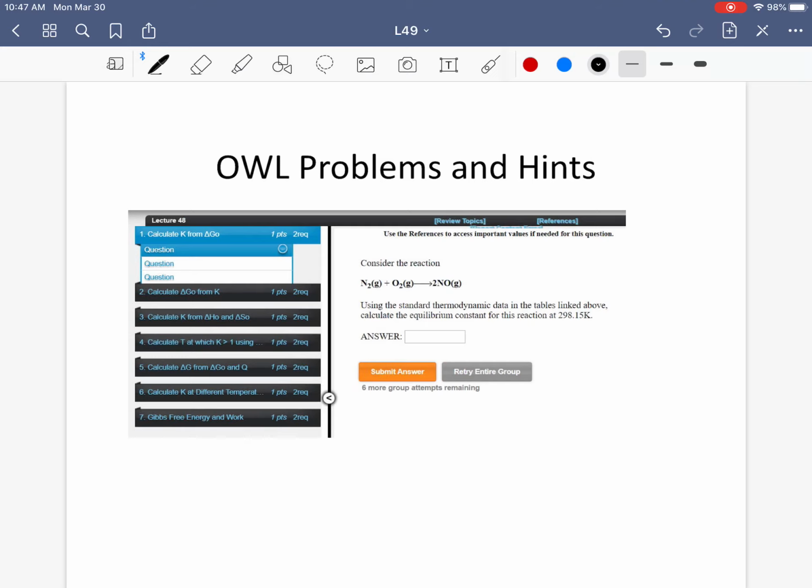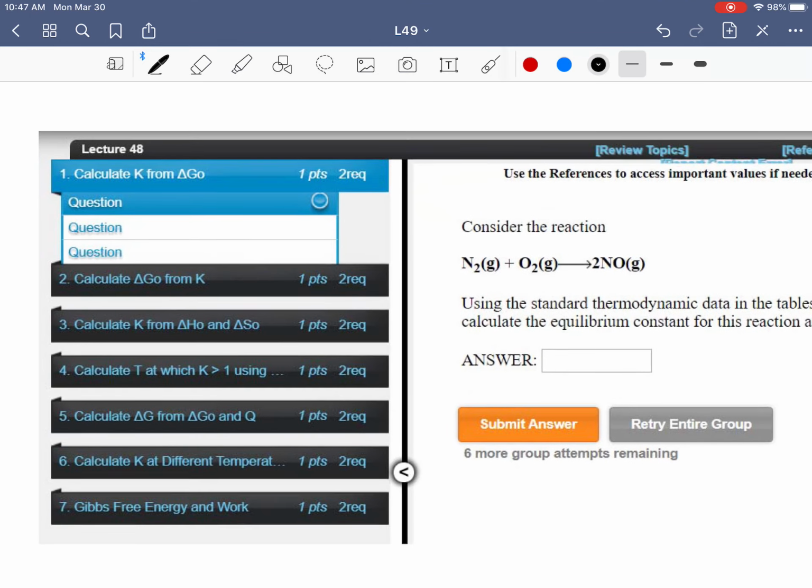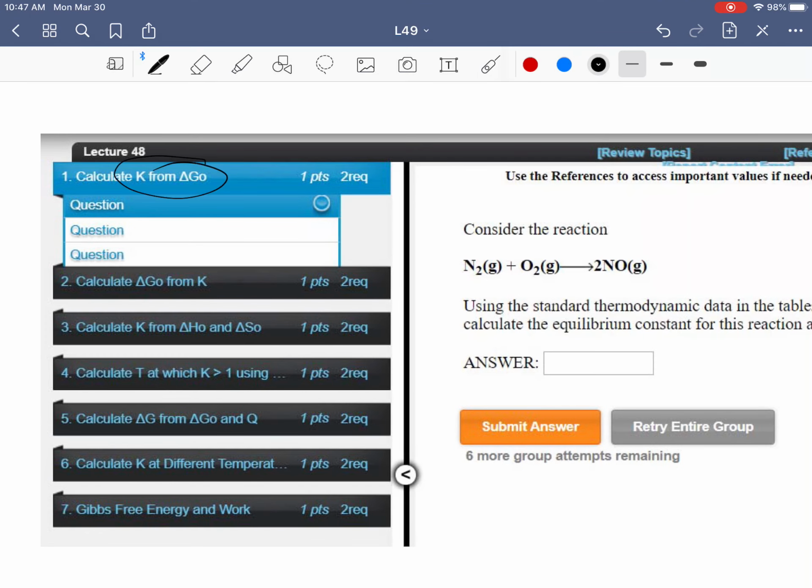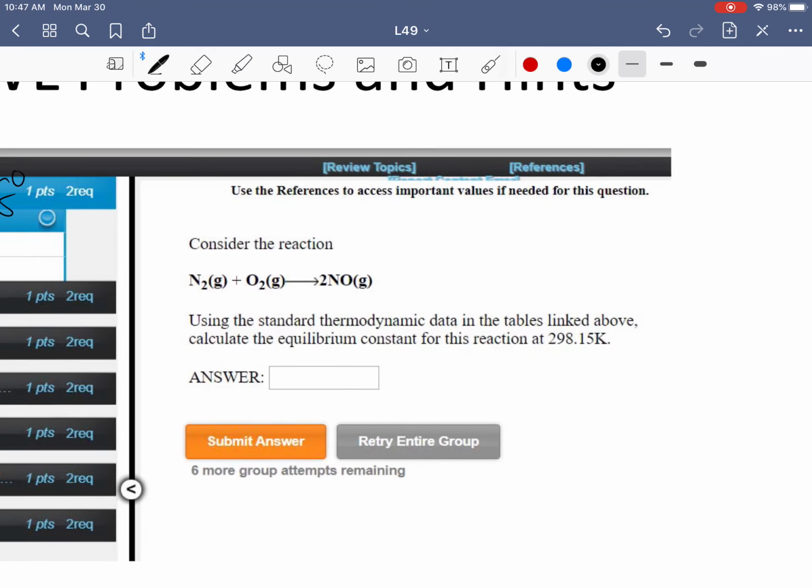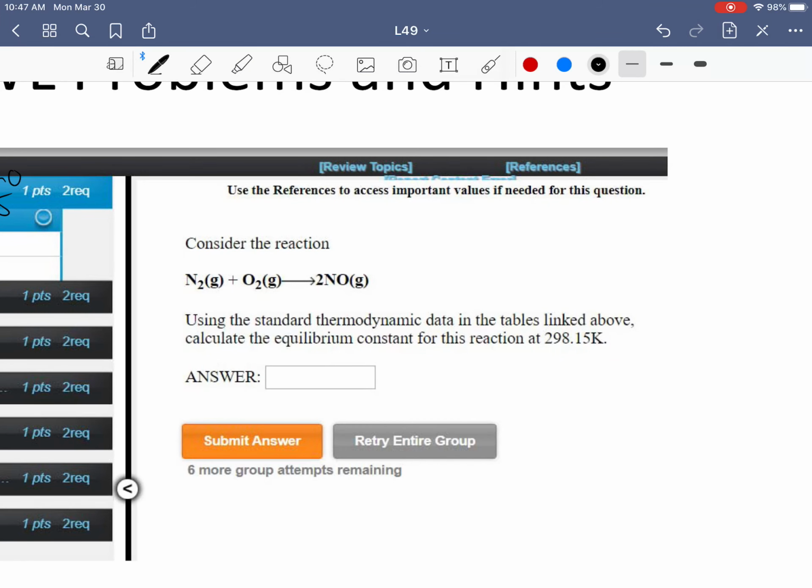So the first problem in OWL is dealing with the equilibrium constant and delta G naught. And since they don't have superscripting, it's really delta G naught this way. So here's a standard problem using the thermodynamic tables up here in the references. You can click and go find your thermodynamics and your delta G's. You can calculate the equilibrium constant for this reaction.